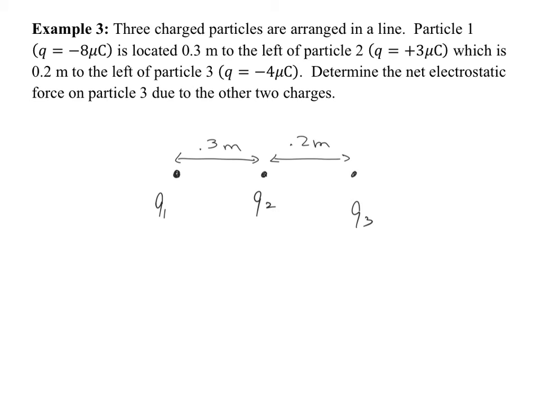Now, let's jot down our charges. Q1. And don't write it in expanded form. Leave it with scientific, with the abbreviation for now, with the prefix for now. Particle 1's charge is negative. Particle 2's charge is positive. And particle 3's charge is negative.